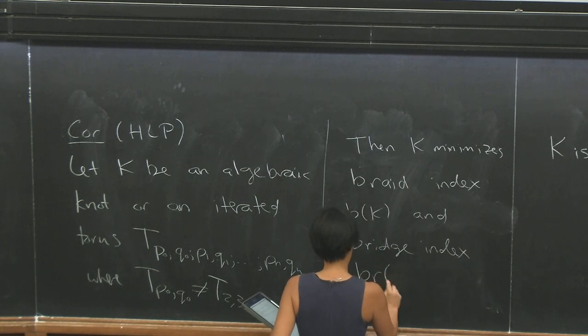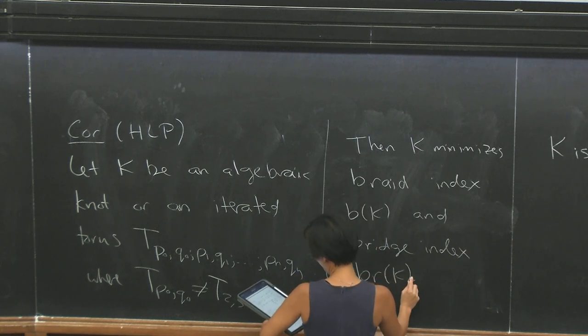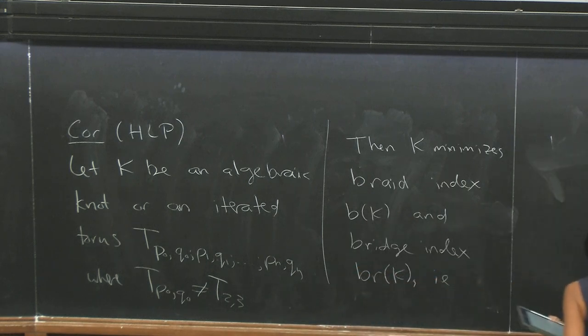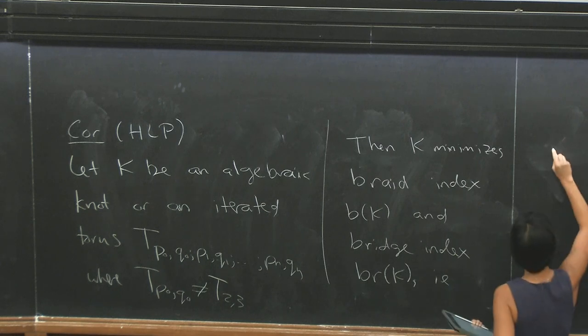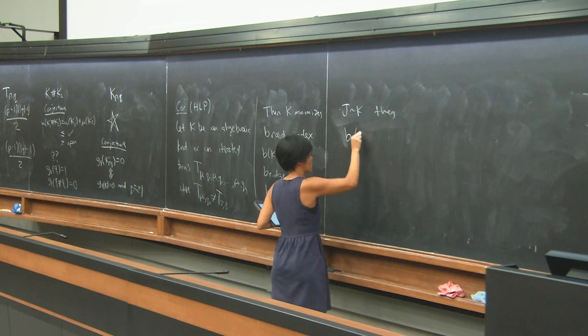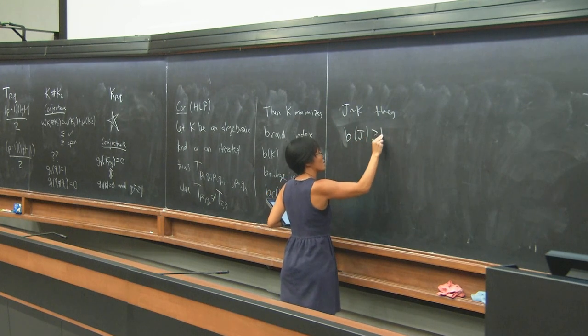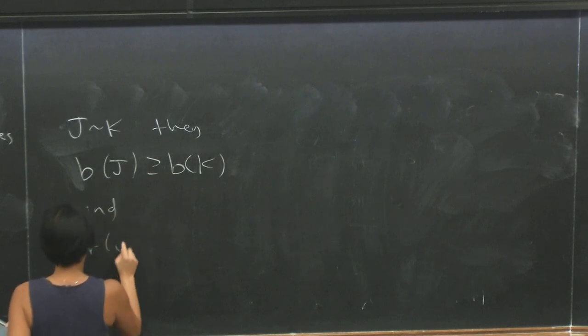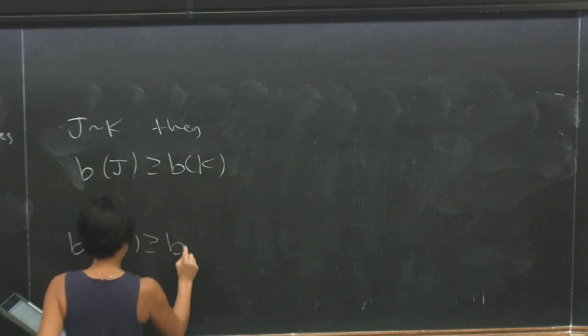So in other words, if J is concordant to K, then the braid index of J is at least that of K, and the bridge index of J is at least that of K.